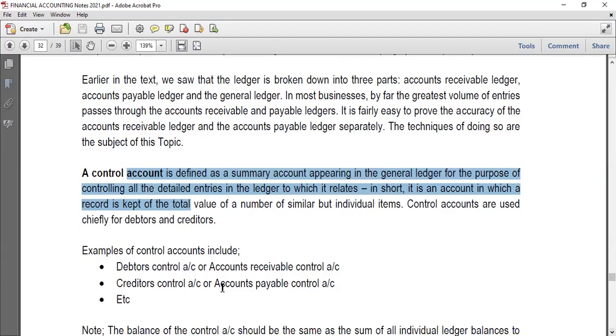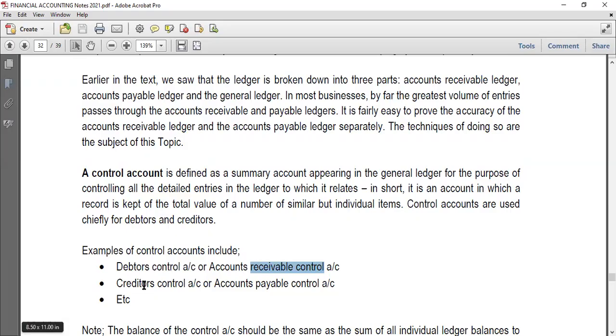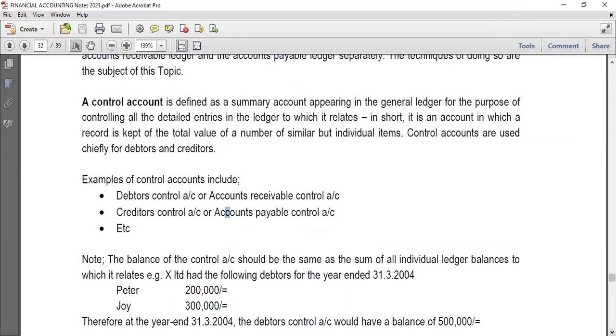So we have what we call the debtors control account. These are the control accounts that we have: the debtors control account, and the creditors control account. Debtors can also be called accounts receivable. Other people call them receivables without the word account, but it's basically the same thing. So we have the debtors control account, which is the accounts receivable control account, the same thing. And the creditors control account is alternatively called the accounts payable control account. So this is the principle.